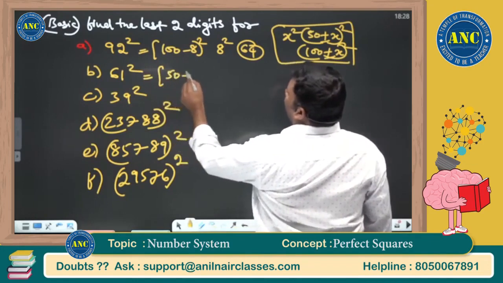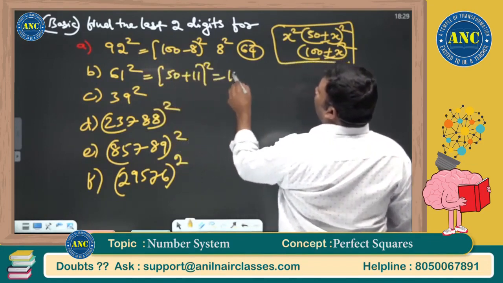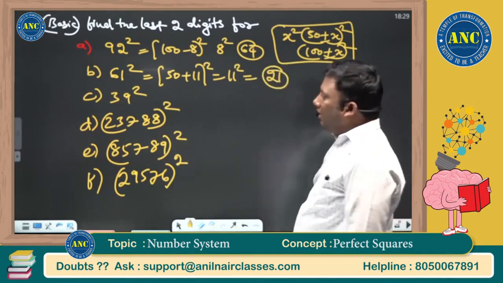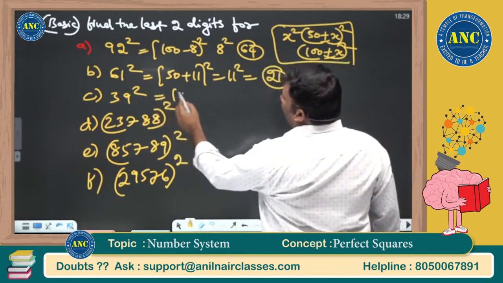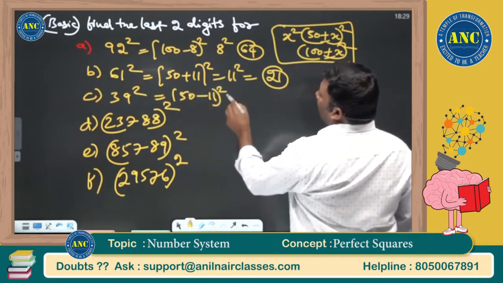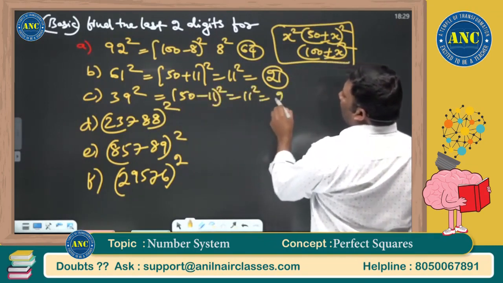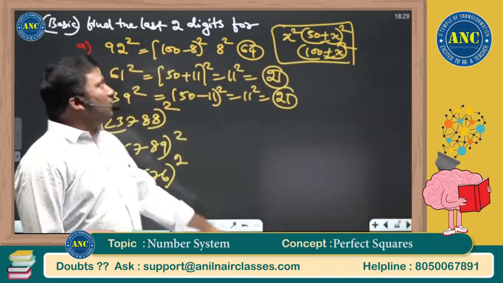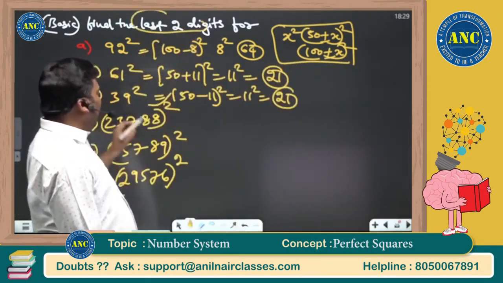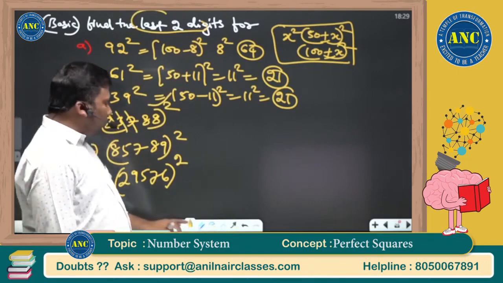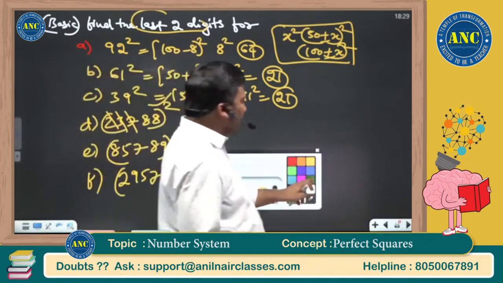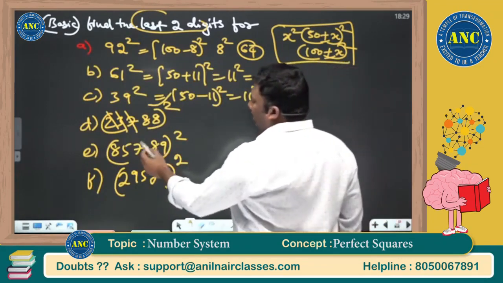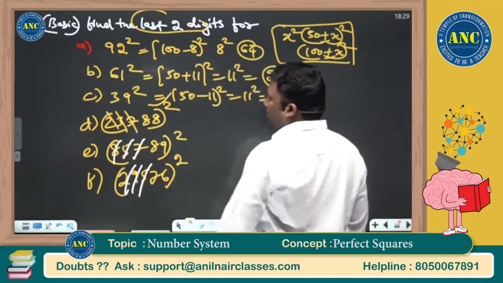61 square. It is 11 greater than 50. 11 square is 121, last 2 digits 21. 39 square. How much less than 50? 11. 11 square is 121, so 21. The question is based only on the last 2 digits. Anything beyond the last 2 digits is a useless value for me. My answer is just restricted to the last 2 digits.